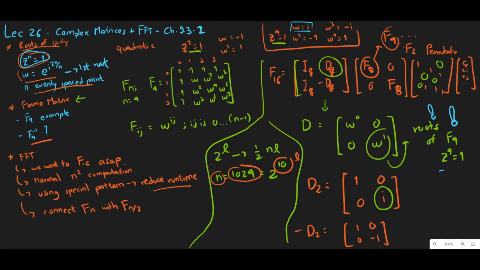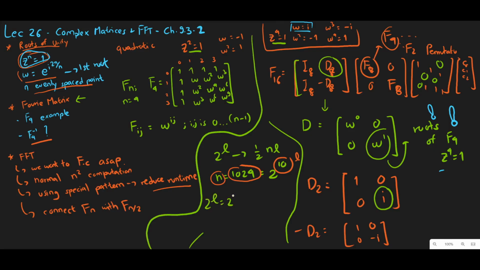So what once required 2 to the 10. Sorry guys, that's why I feel something is off. This should be for a size of 2 to the L. Okay, let me just give that a better color. For the size of 2 to the L, what once needed n squared computations, now we only need half of nL.